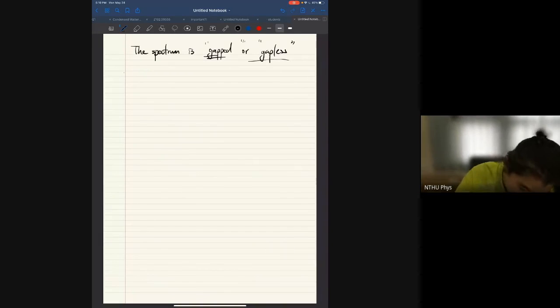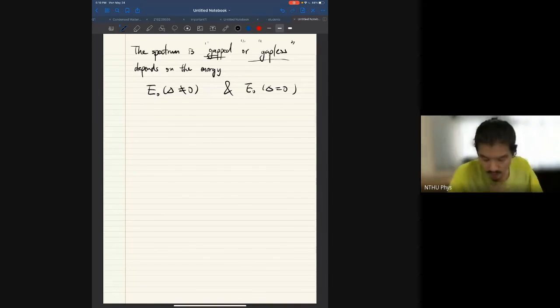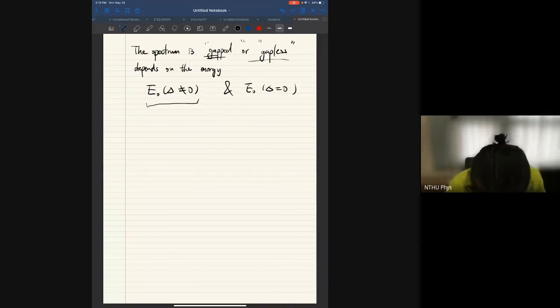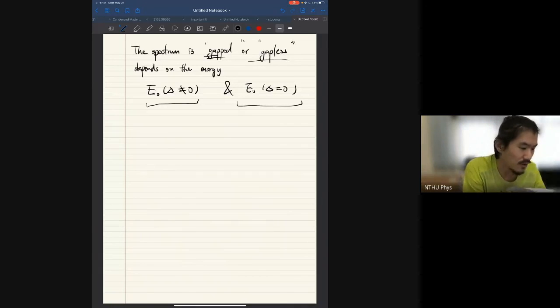So the spectrum is gapped or gapless, depends on the energy, right? So we need to compare this that equals 0 and this equals to 0, right? Which one has the lower energy? And then if this one has the lower energy, then it must be gapped, right? If this one has the lower energy, then this will remain gapless. So we still need to consider this.